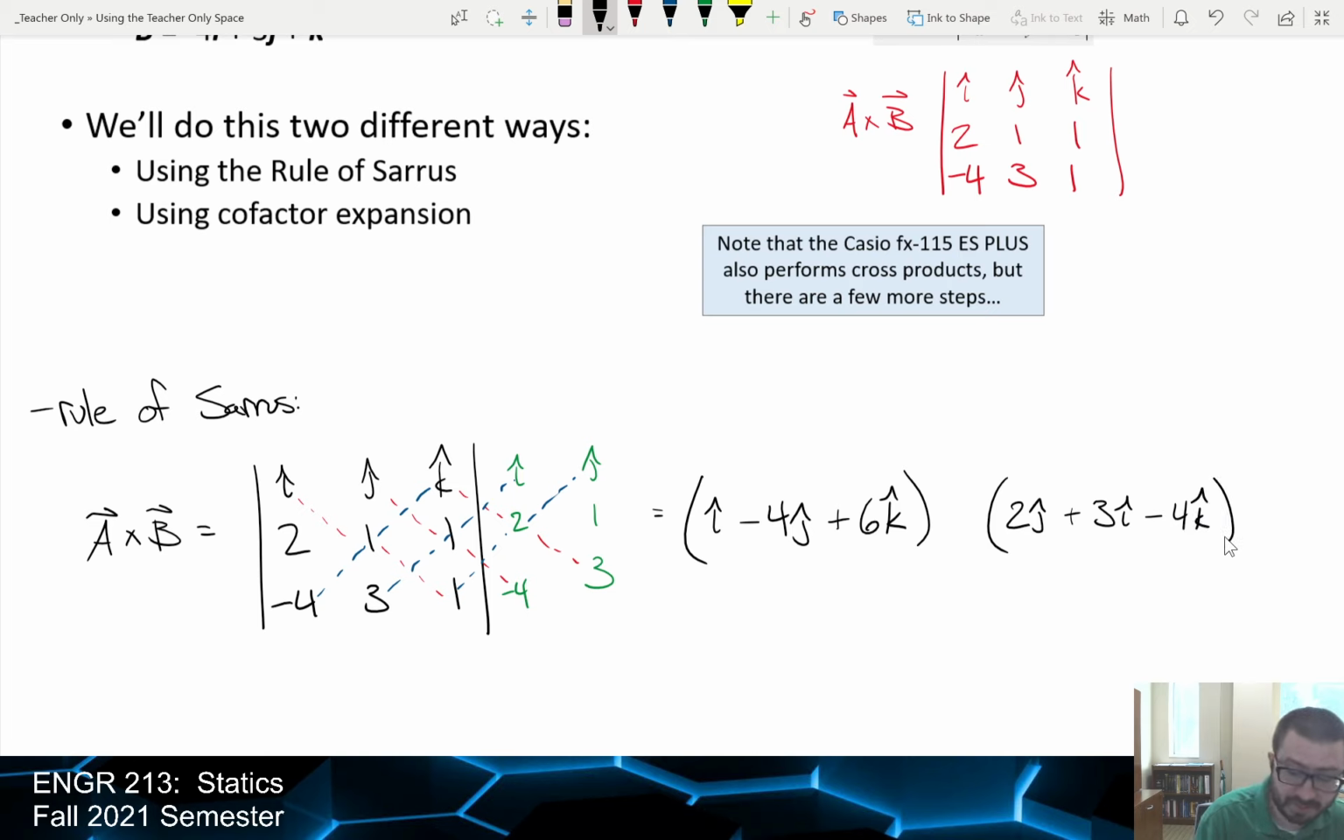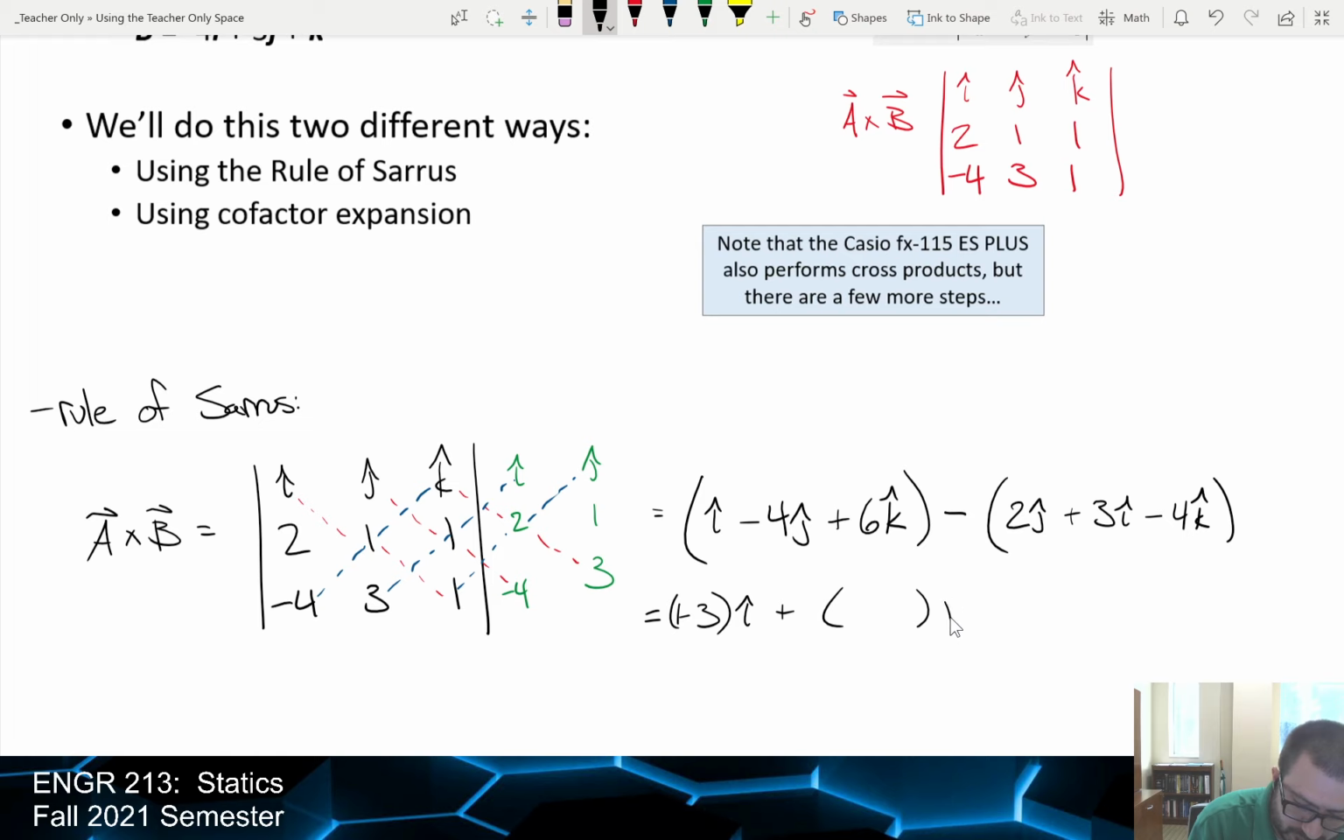And then in order to compute the cross product, we take the difference of these two. So we take the products this way minus the products this way. So now what we have to do is start grouping like terms. So for i, what do we have? We have 1 minus 3, okay?